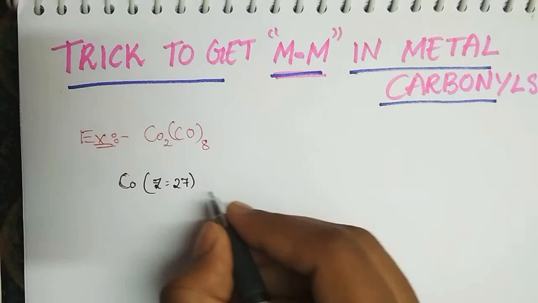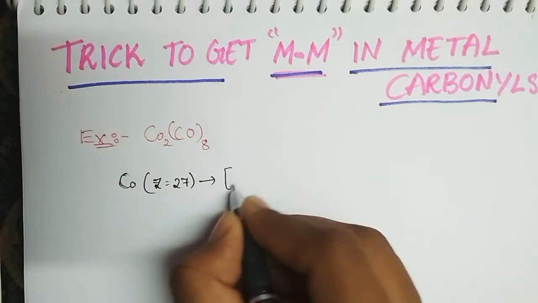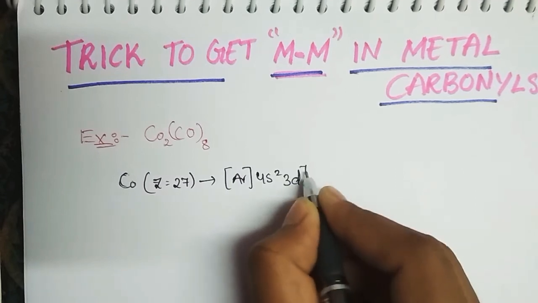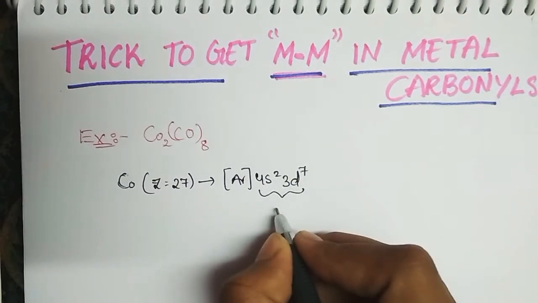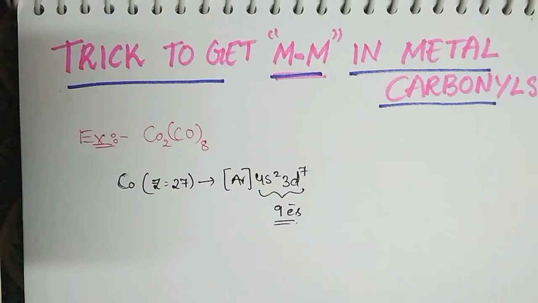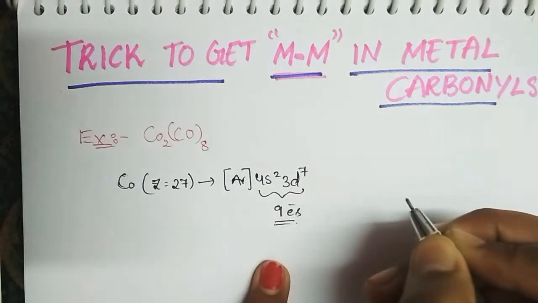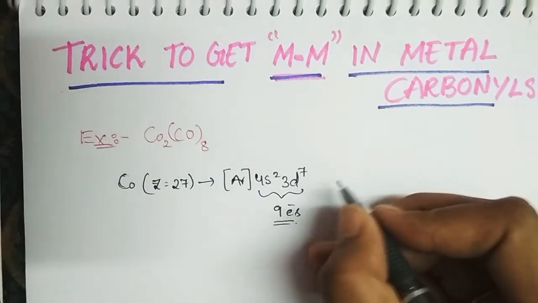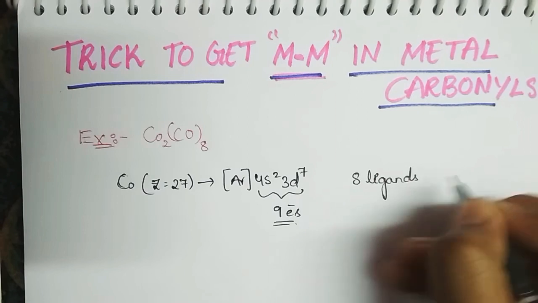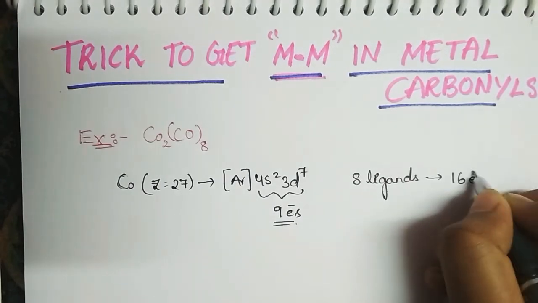So what is the outermost configuration? Argon 4s2 3d7. So the valence electrons are 9 electrons. Now next, how many ligands are present here? 8 ligands, which means they give 16 electrons.